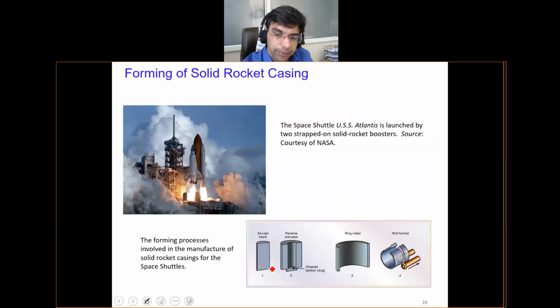Rolling is not only limited to these generic or very common products. Rolled products are also used in spacecraft, to make the external surface of the solid rocket casings. Solid rocket casings are the casings which provide the initial ignition to the spacecraft, and these are made using the rolling process. Here you can see that you have an as-cast blank, and then you go on changing the shape by different combinations of rolling processes to develop this type of casing for the solid rocket booster.